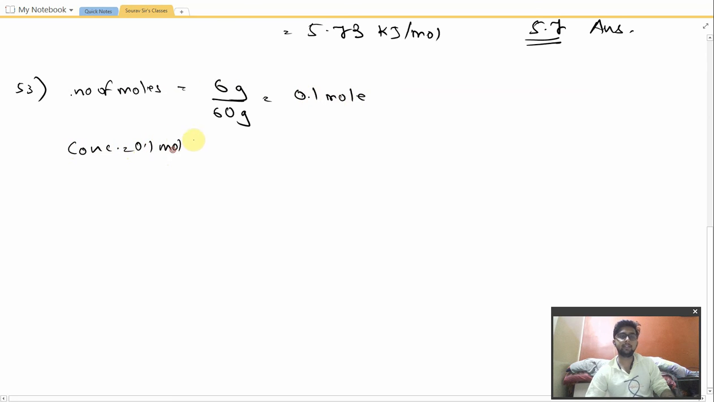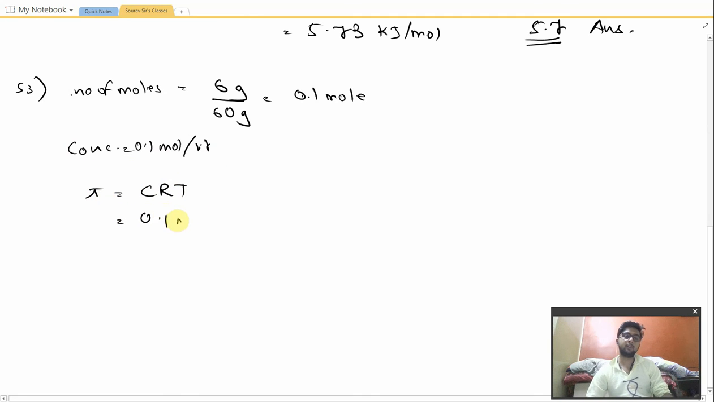One liter of solution is taken, so 0.1 mole per liter is the concentration of urea. The osmotic pressure of the solution at 300 Kelvin is, so we know the formula for osmotic pressure is pi equals CRT, where C is the concentration, R is the gas constant, and T is the temperature. Pi is the osmotic pressure here, so we have to calculate pi.